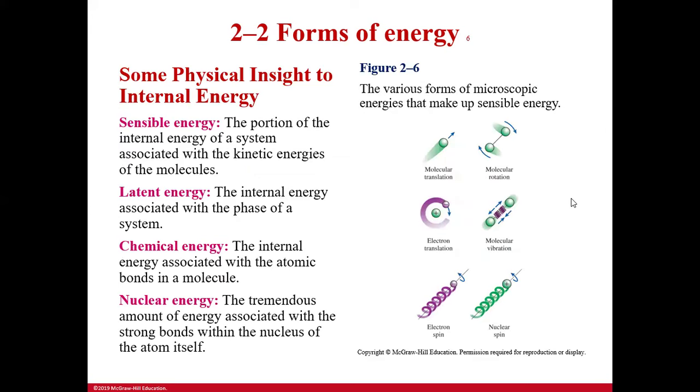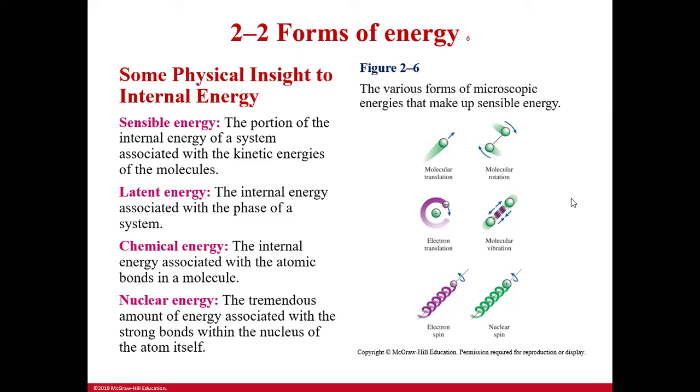Some physical insight to internal energy. We have sensible energy, latent energy, chemical energy, and nuclear energy. Sensible energy is a portion of the internal energy of a system associated with kinetic energies of the molecules. Latent energy is internal energy associated with the phase of a system, such as water in the liquid phase, vapor phase, or solid phase. Chemical energy is internal energy associated with the atomic bonds in a molecule. In water, you have the dipole bonds between hydrogen and oxygen.